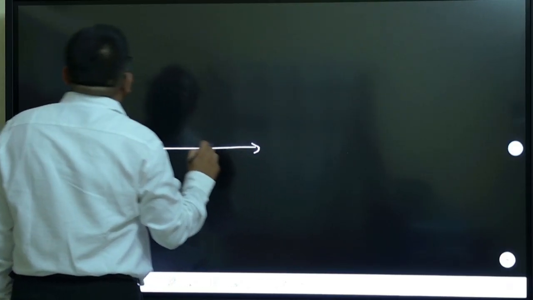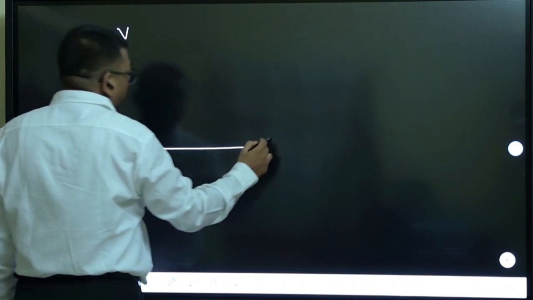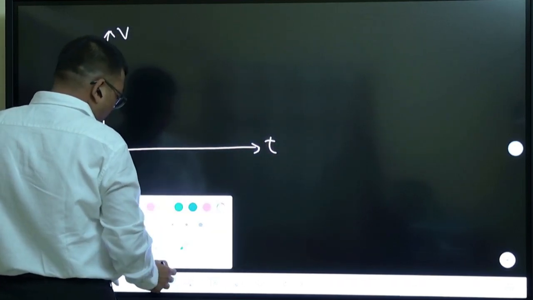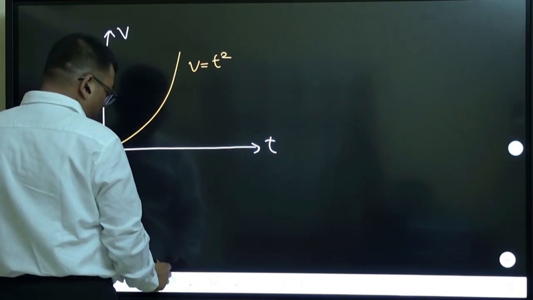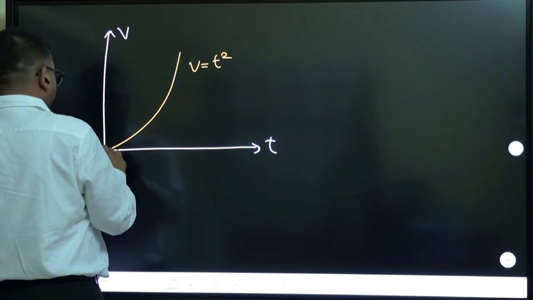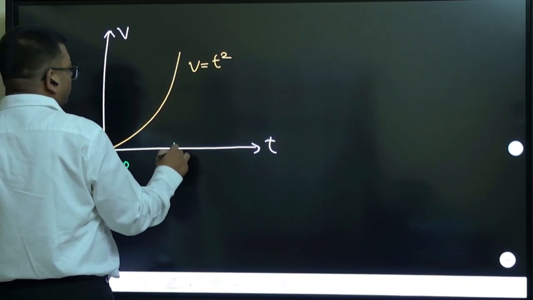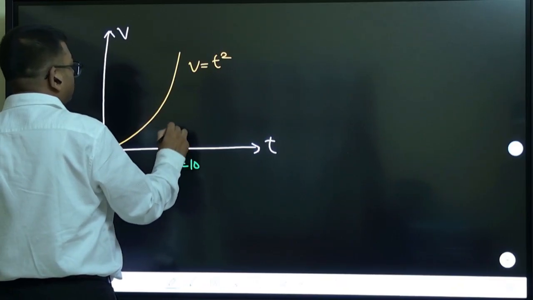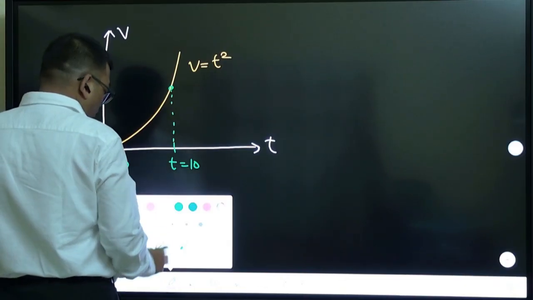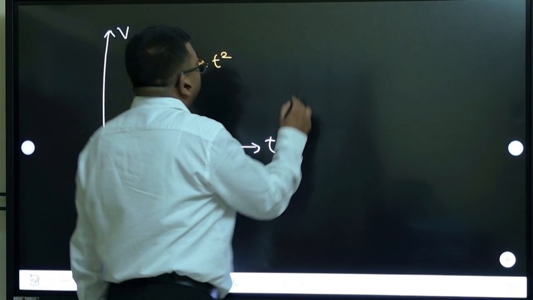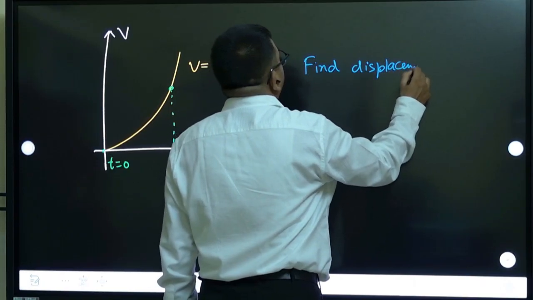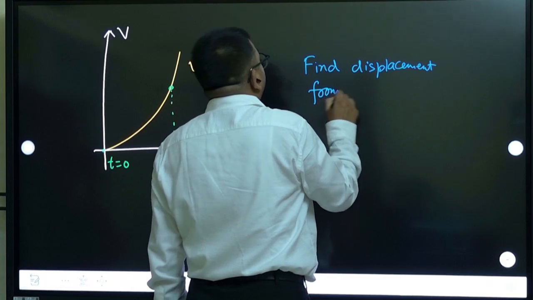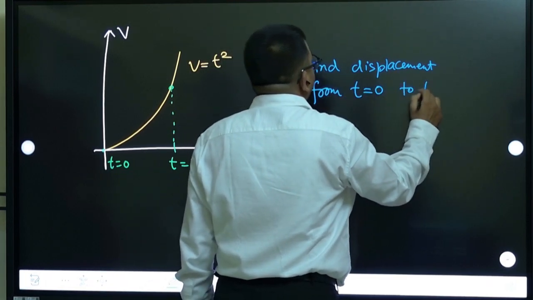Suppose this is the graph of a velocity time graph, and the velocity time graph is given as a parabola, V is equal to t square. They ask, between time 0 and time 10 seconds, what is the displacement. Find the displacement from time 0 to time 10 seconds.